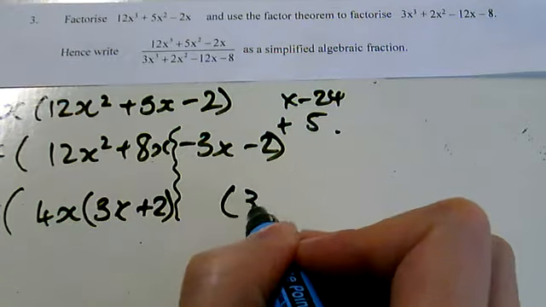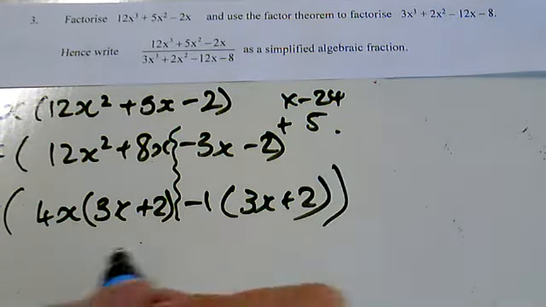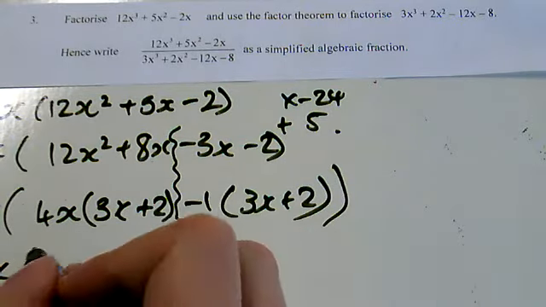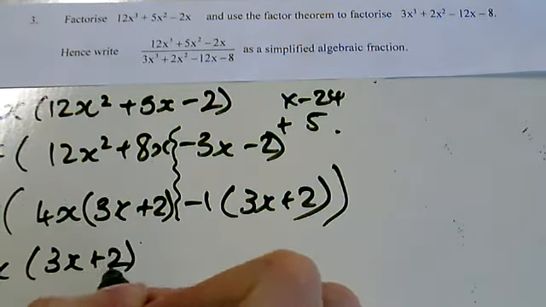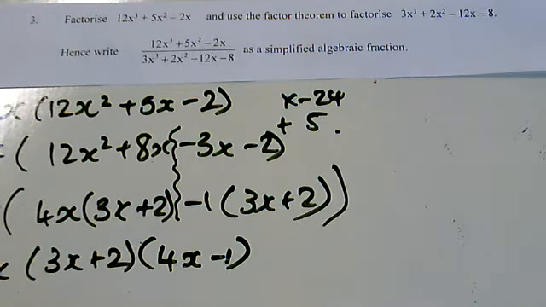Over here I need to have the same bracket, so I'm going to have to take out a factor of minus 1. We take this bracket out the front, and that leaves us with 4x minus 1. So that's what the first bit comes to then. I'm just going to write this down here so I don't forget it.